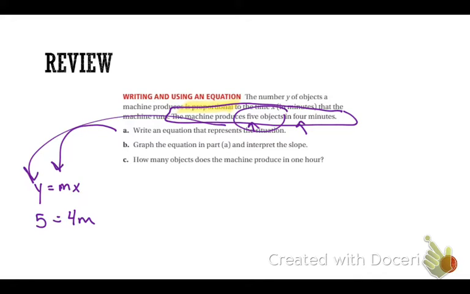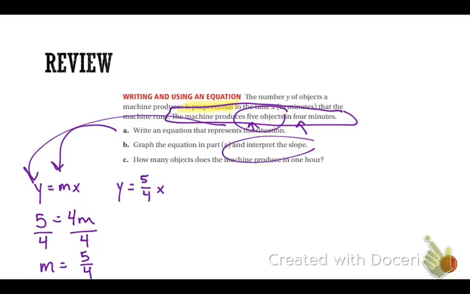Remember, multiplying M and X, I can switch them around. I want to write my number first. Now, I want you to divide both sides by 4. All right, so M equals what? 5 over 4. All right, so that's my M. So Y equals 5 over 4x. We're not going to graph the equation, but we will interpret the slope.